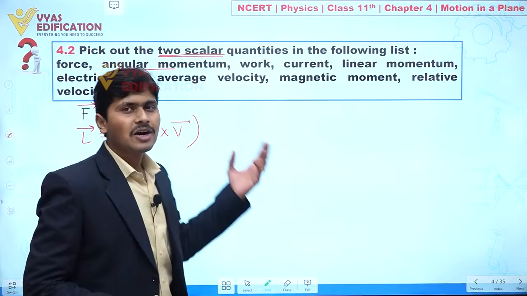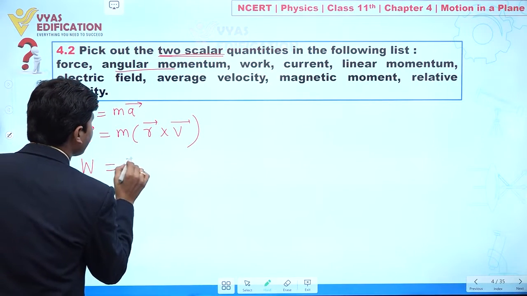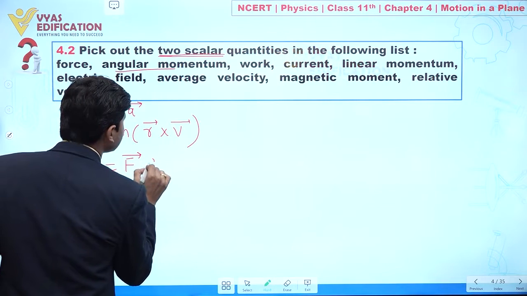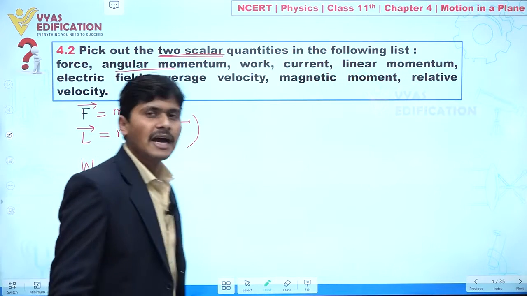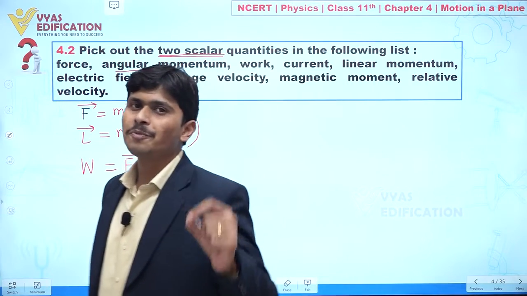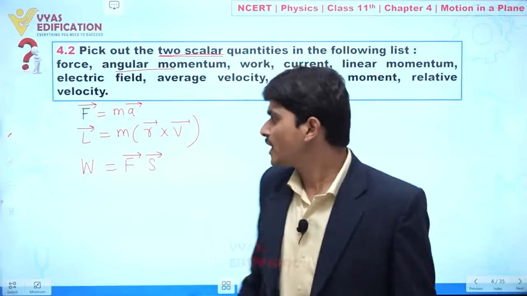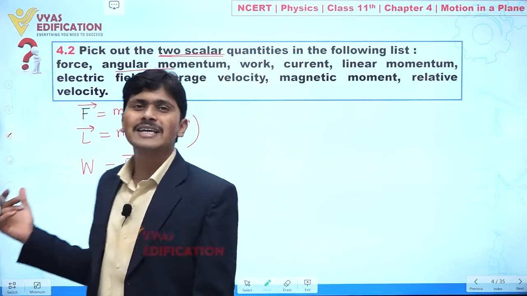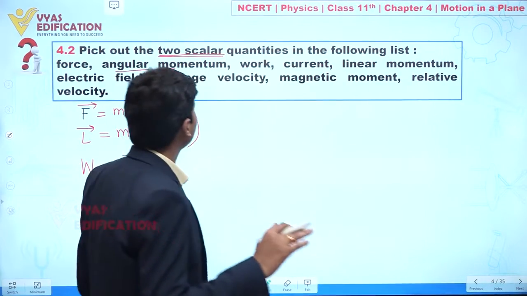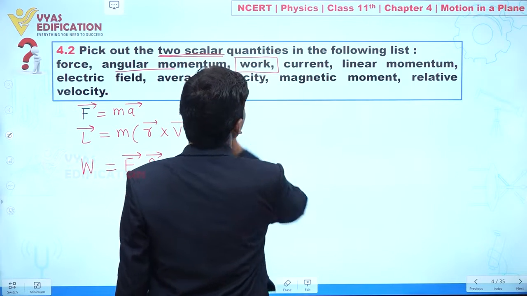Fine. Now how can we define work? Work is defined as the dot product of force and displacement. Clear? And always remember, my dear students, a dot product always gives you a scalar output. Clear? So work is a scalar quantity. So here we are getting one answer, one scalar quantity: work.